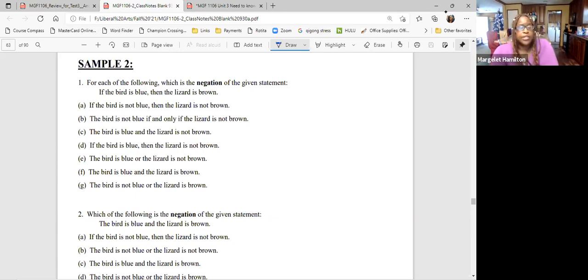So it says, if the bird is blue, then the lizard is brown. First thing we need to note is that we have an if-then statement. Do we agree? So the negation we said of this conditional statement. We have P implies Q, and they want us to negate it. What do we say the negation of this statement was equivalent to? What do we need to remember about the negation of it? What does it go to?